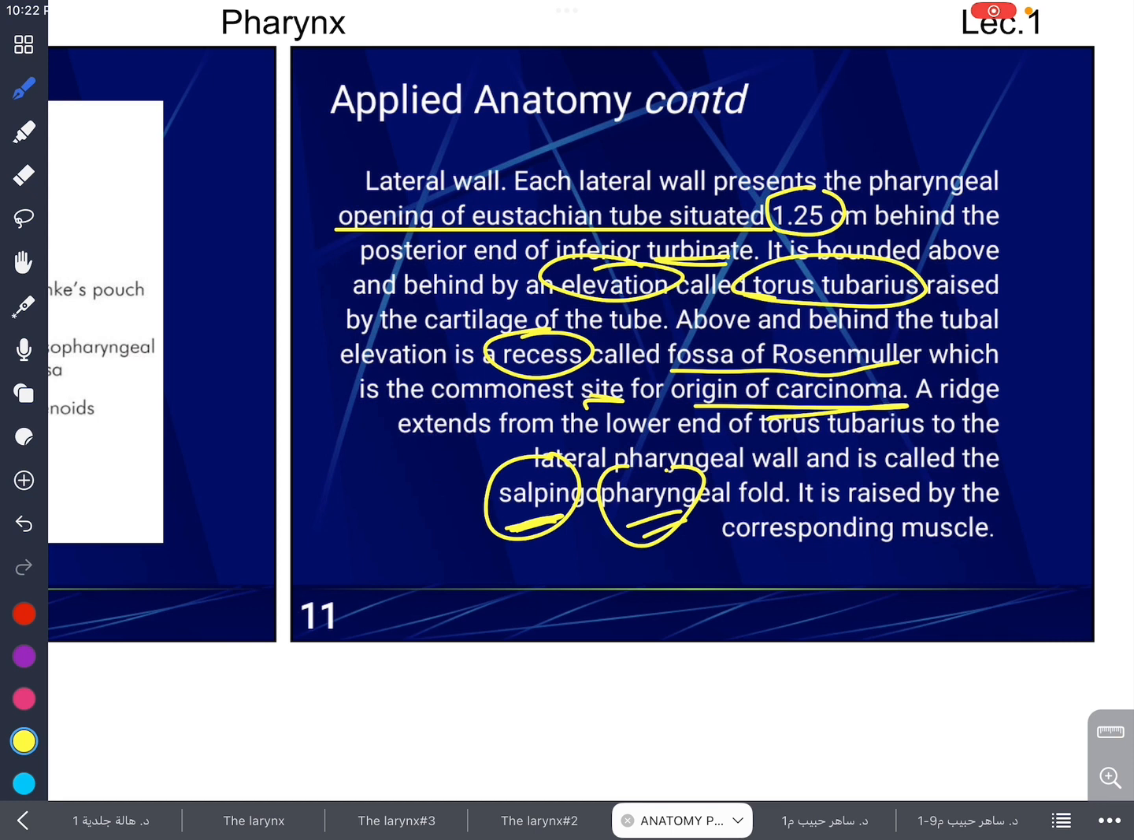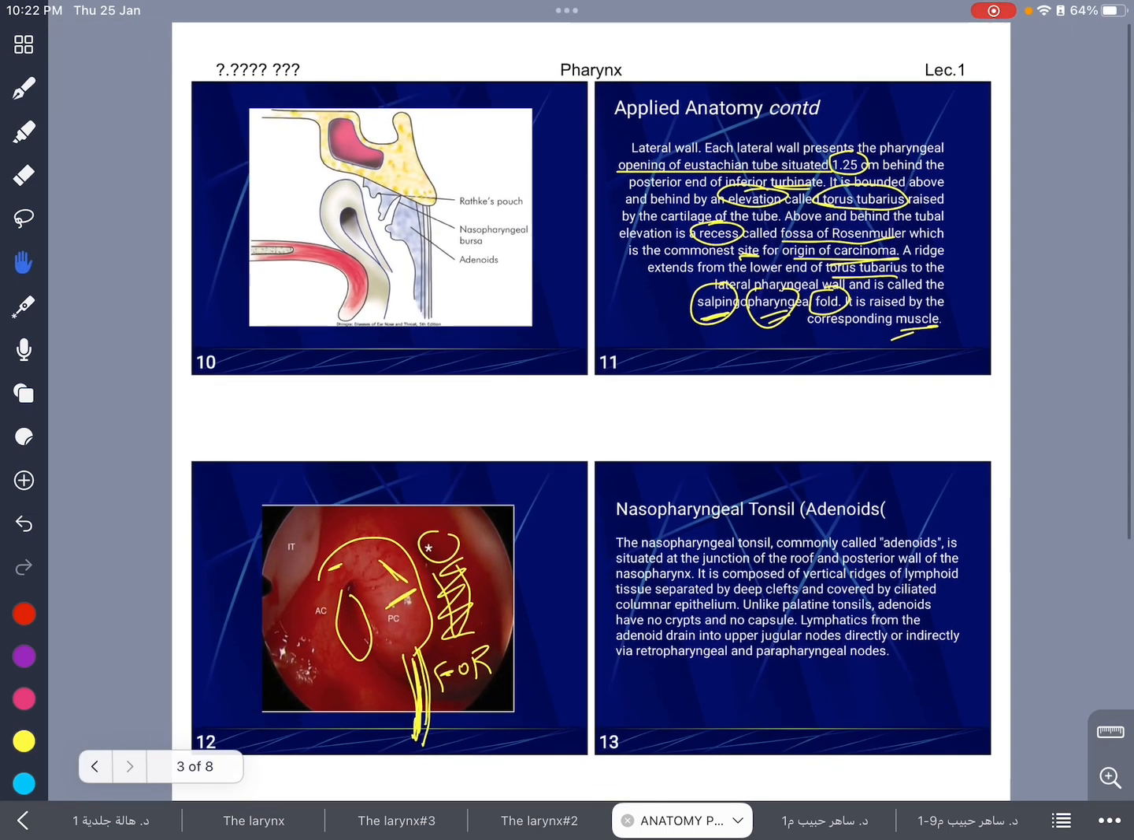وطبعا مثل ما قلنا عندنا فدريجيد يمتد من اللور end مال هذا الإليفيشن اللي سميناه التورس تيوباريس وينتهي باللاترال وول مال الفارنكس. فايش راح نسمينه سالبينجو فارنجيال فولد، اللي راح تكون هذه الفولد تحتوي على سالبينجو فارنجيال مسل. ان شاء الله تكون واضحة.